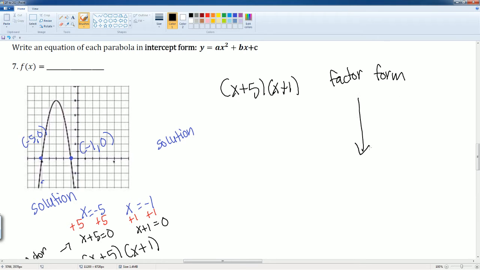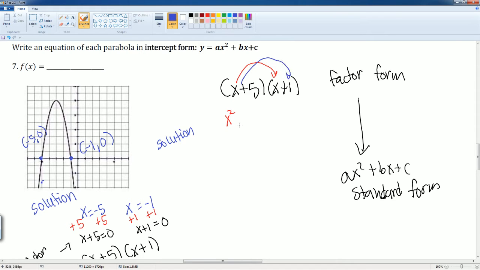But how do we get it into basically standard form? What we need to do is multiply. So let's do that. X times x gets you x squared. X times 1 is 1x. Then you have 5 times x is 5x. Then you have 5 times 1, which is 5. Okay? 1x plus 5x gets you 6x. Bring everything else down. There you go. Here's your function. It's x squared plus 6x plus 5.